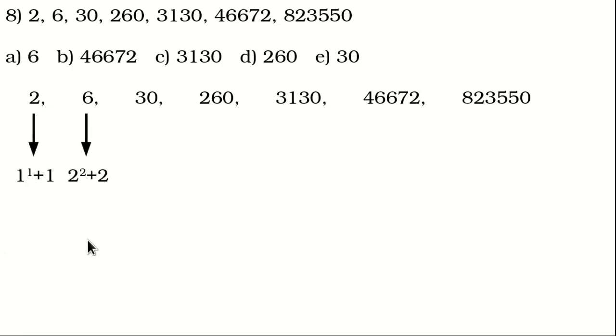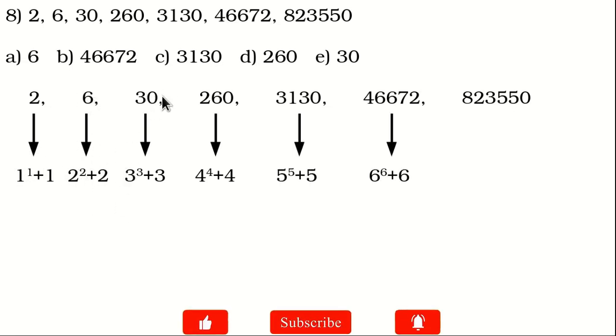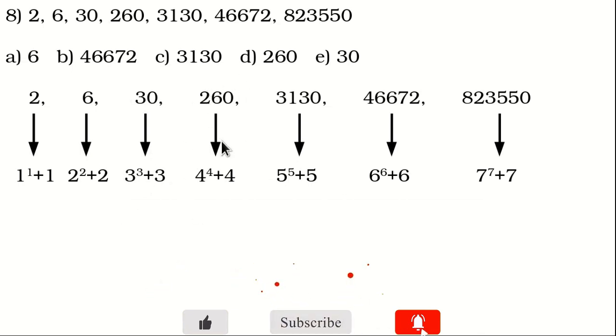2, which can be written as 1 to the power of 1 plus 1. 6 can be written as 2 to the power of 2 plus 2. 30 can be written as 3 to the power of 3 plus 3. 260 can be written as 4 to the power of 4 plus 4. 3130 can be written as 5 to the power of 5 plus 5.